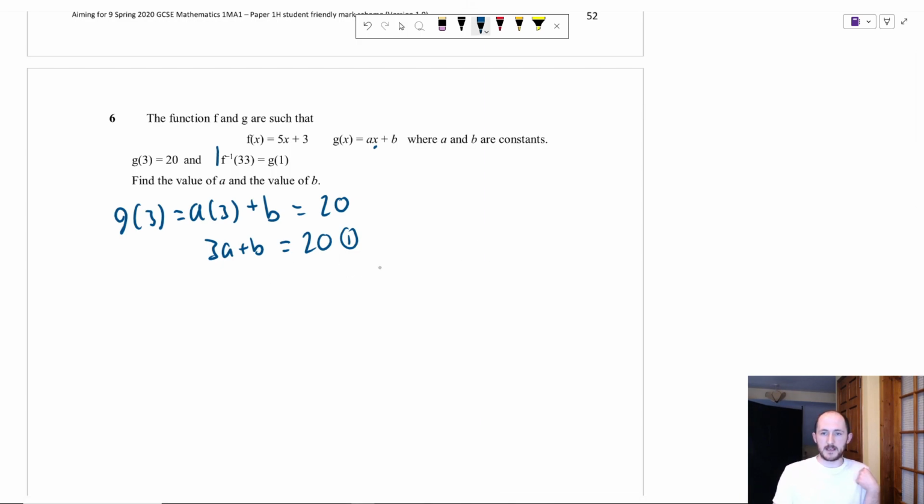Now, for this next piece of information, I have to do two things. I have to work out the inverse function of f of x. Okay? Hey Java Jones, how are you? So, how am I going to do that? Well, to work out an inverse function, I'm just going to write inverse function here. I'm going to write the exact same function, but with y equals 5x plus 3 instead.